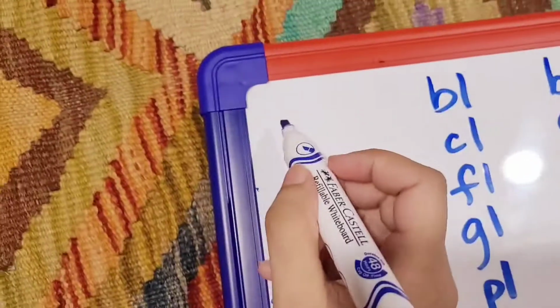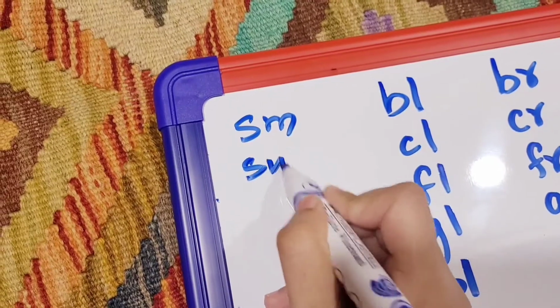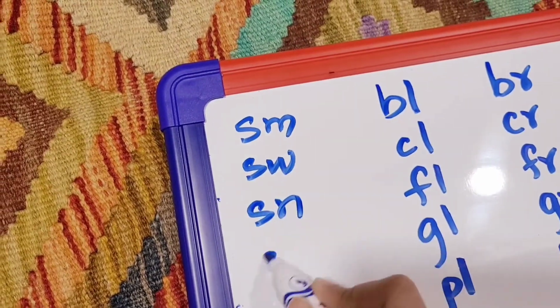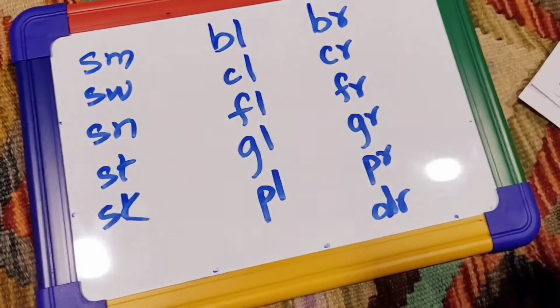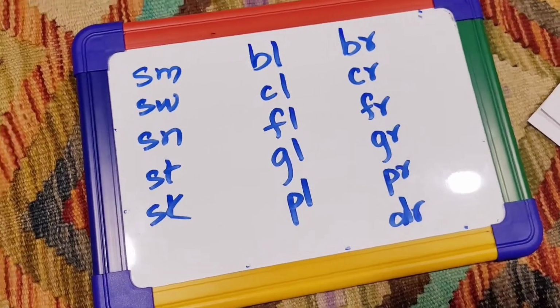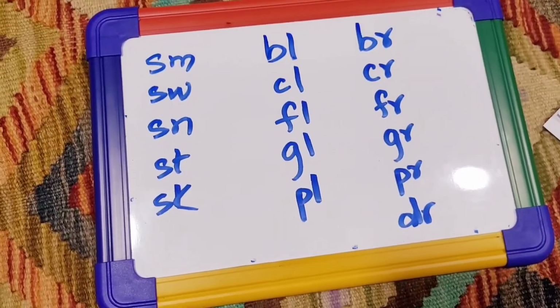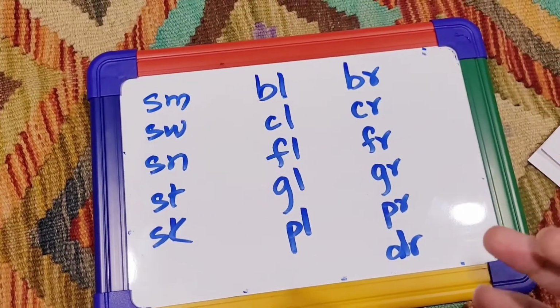And S blends, they all start with S. So sm, sw, sn, st, sk. These are all the S blends. So what you are going to do next is that once you teach them one blend, they will be ready to read the other blends also, because they have the understanding of blending.